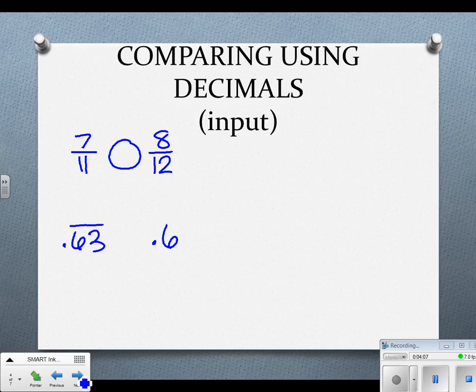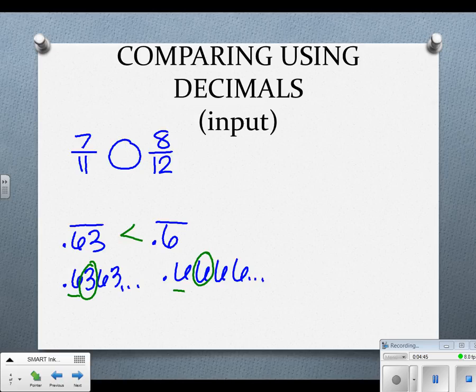So we either have 0.63636363 or we have 0.6666666. Well, when we're comparing decimals, if we have 6363 and so on, and we have 0.66666 and so on, it goes on forever. If we look at place value, in the tenths they're the same, they both have a 6, but then when we look at our hundredths, we have a 3 here and a 6 here, so that means 6 is greater, so 0.6 repeating is greater. So that means 7/11 is less than 8/12.